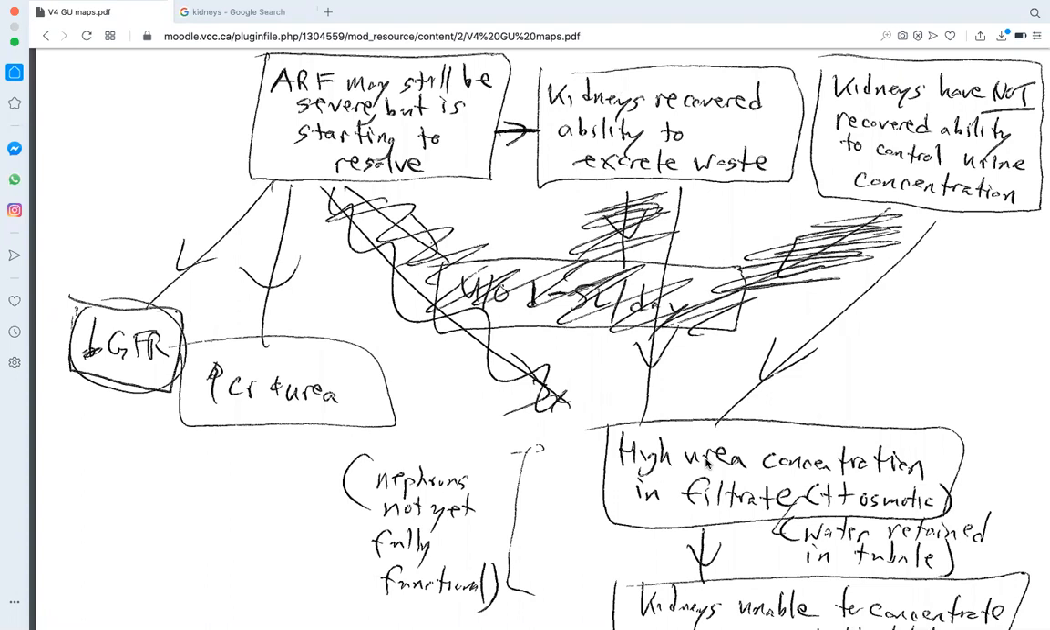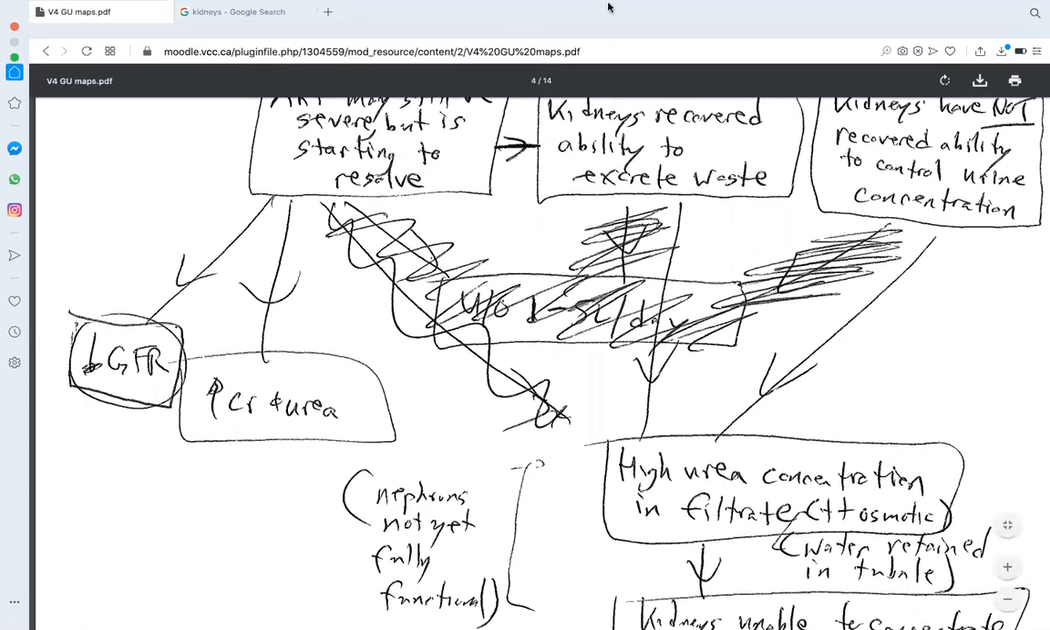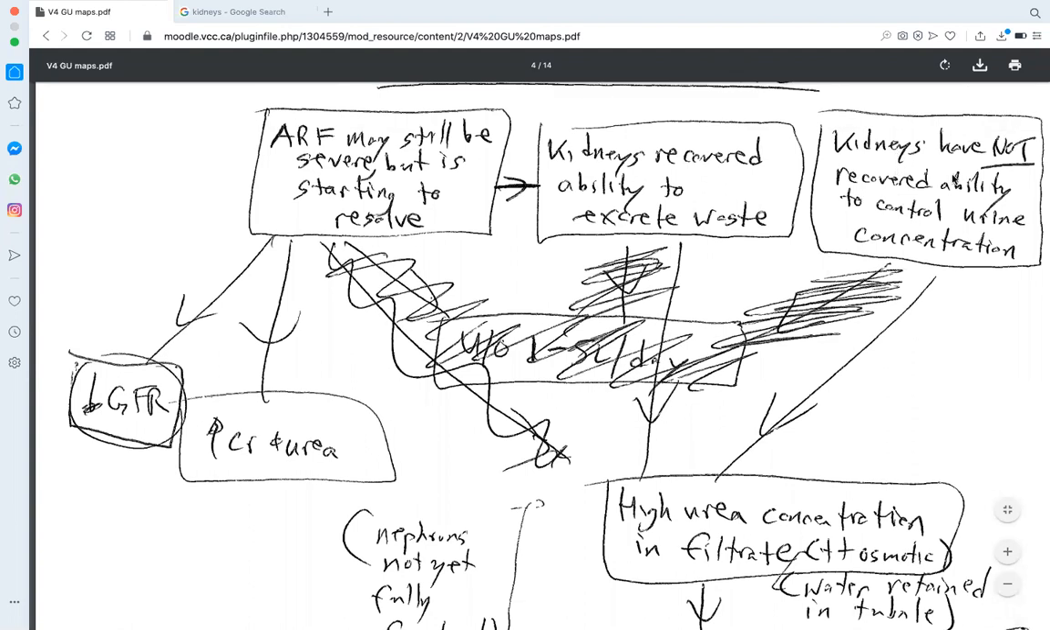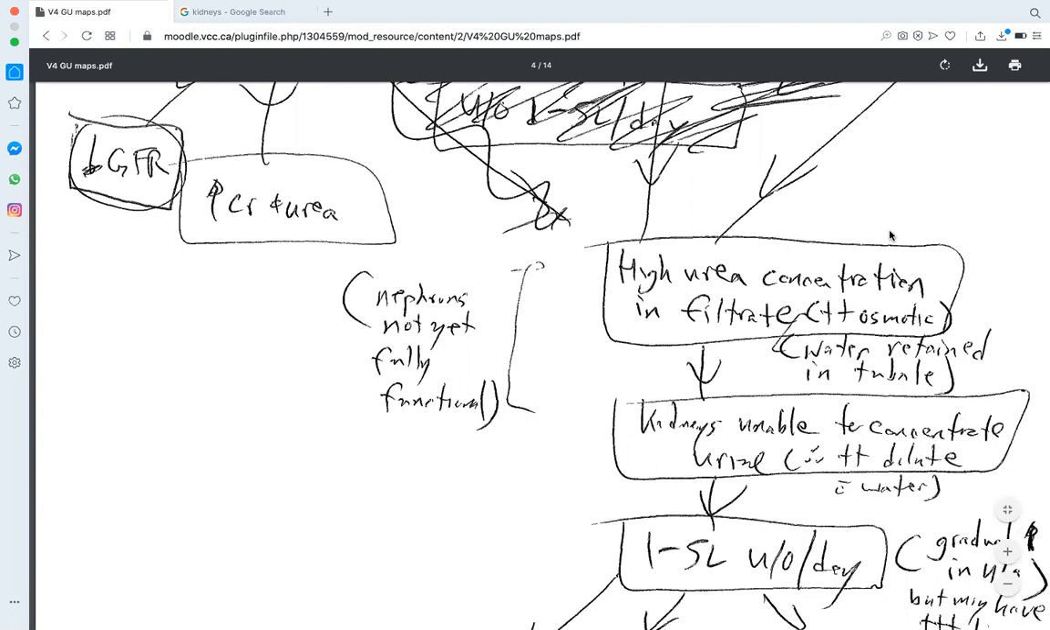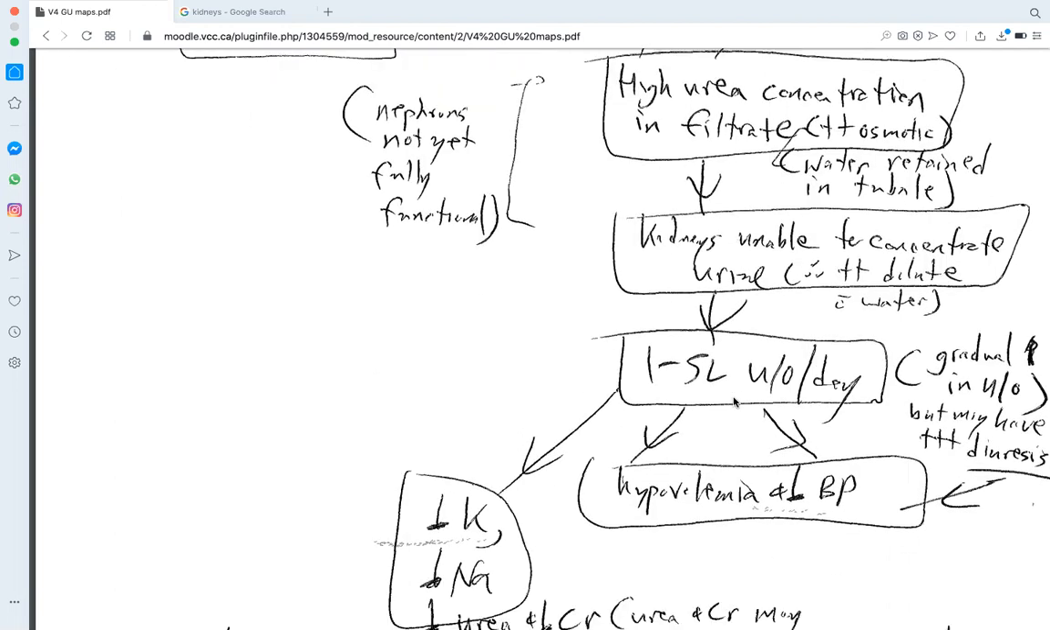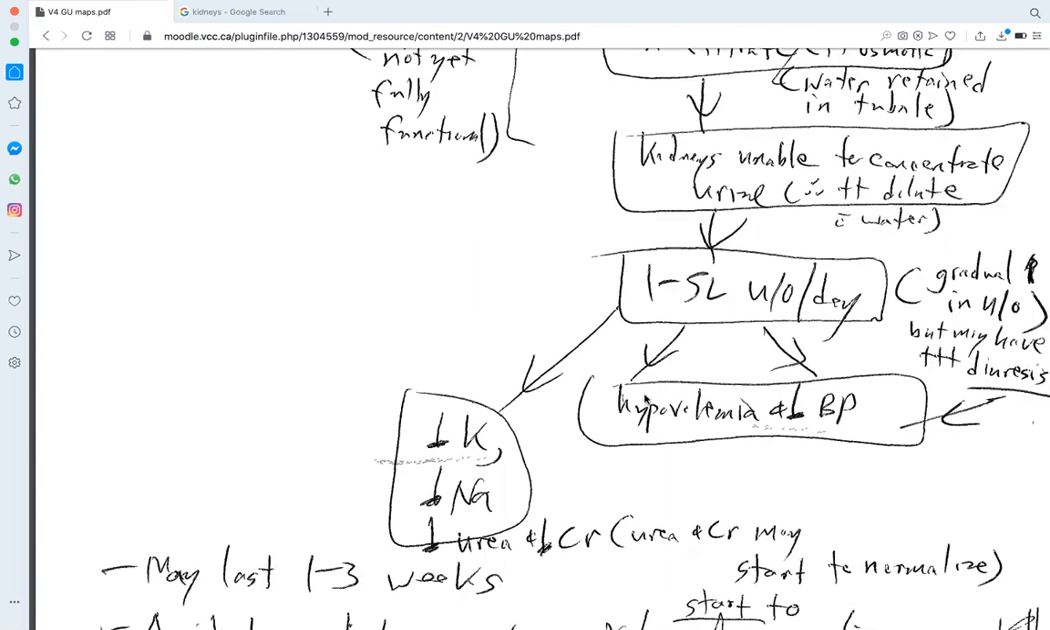GFR will be starting to come up. So all this fluid's going out, but the kidneys have not yet gained the ability to control how concentrated that is. And so what you end up having is lots of water exiting. You'll have dilute urine, lots of it. You could have up to 5 liters a day coming out. You've got to watch your fluid balances, and you've got to watch your electrolytes.